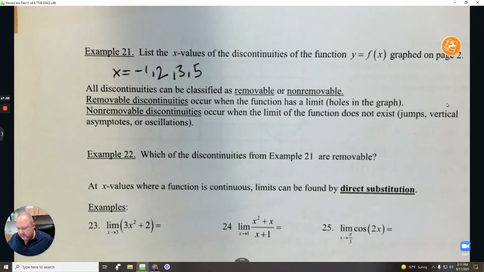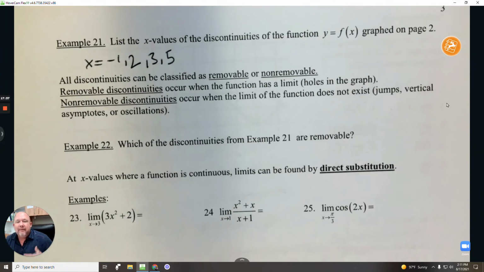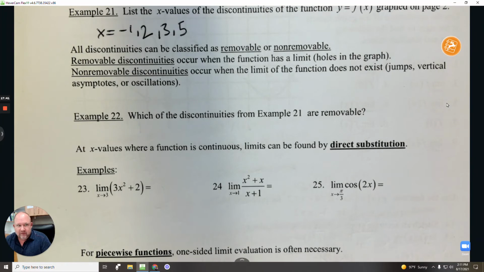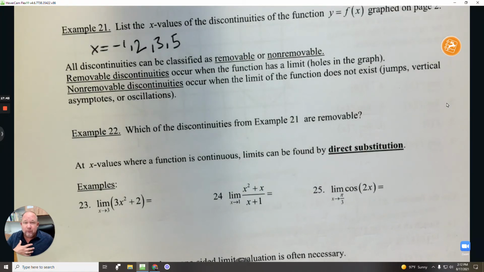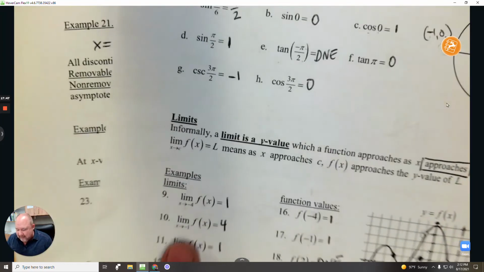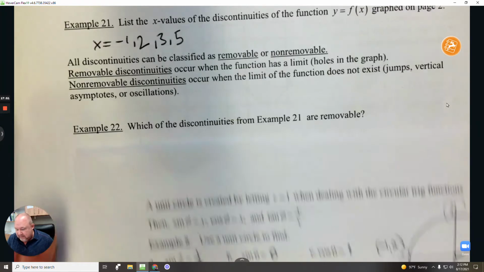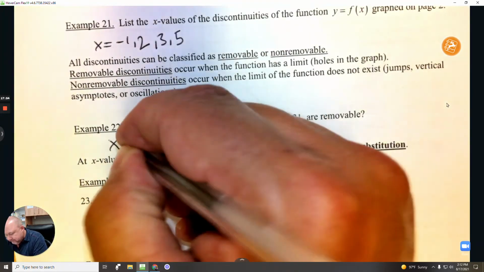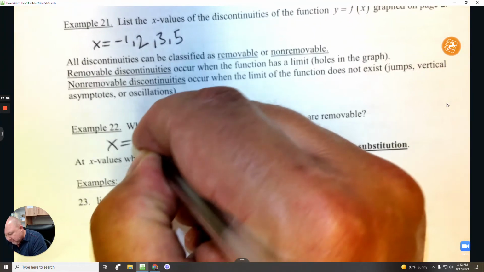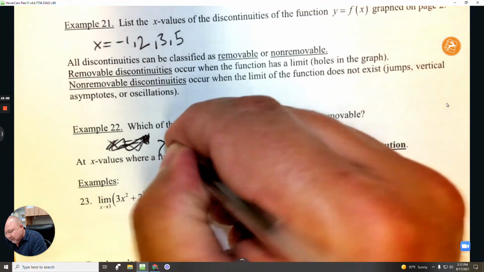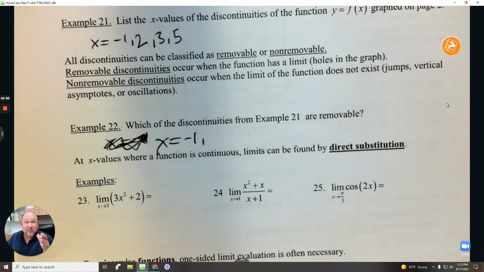All discontinuities can be labeled as removable or non-removable. And it's based on whether the limit exists. So which of the following discontinuities are removable? If something's removable, then the limit exists at that number. So at -1, did the limit exist at -1? Yes. So it is removable. So if the limit exists, it is considered removable.